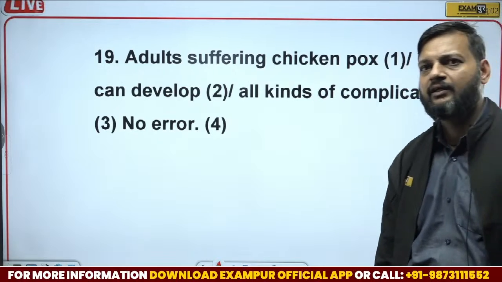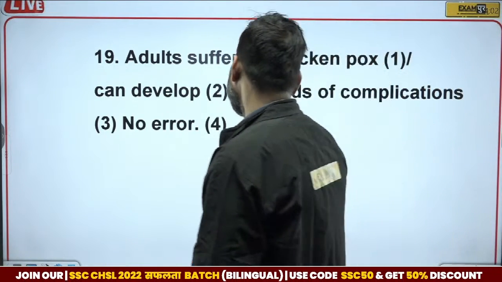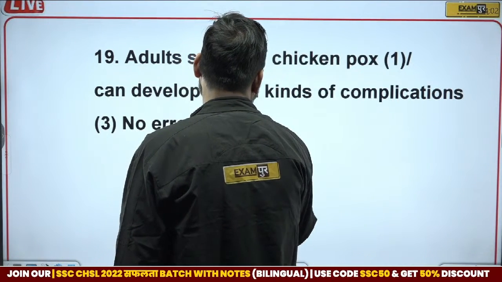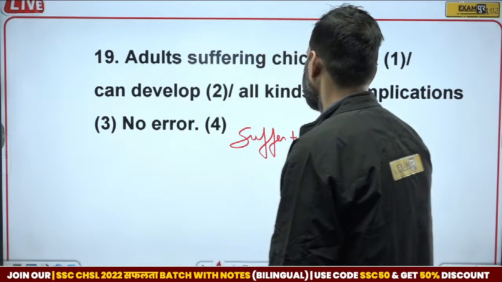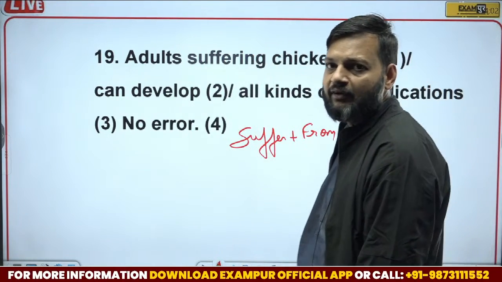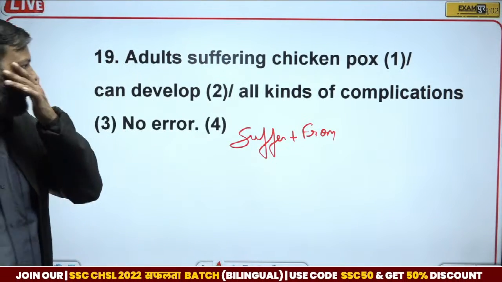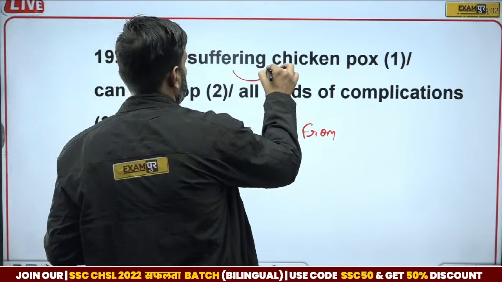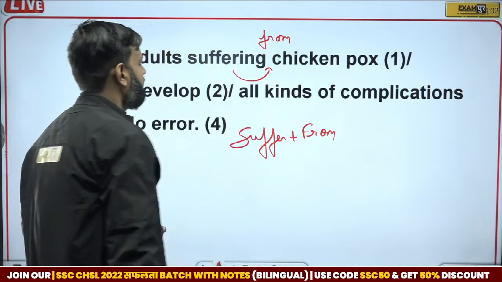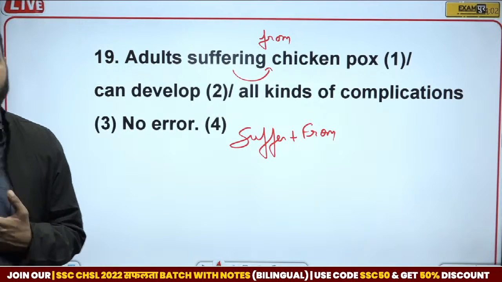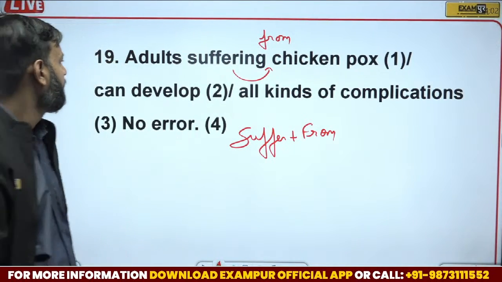Yes, Vikramaditya and Suresh, both of you are absolutely right. Suffer is followed by from. For example, I'm suffering from fever, I'm suffering from chicken pox. So suffer is followed by from. So here from will be used after suffering. Adults suffering from chickenpox. Okay, now the next one.